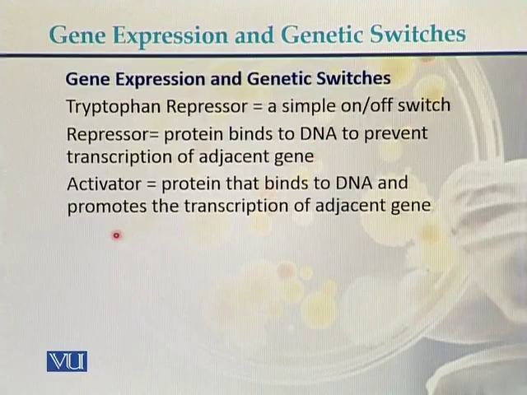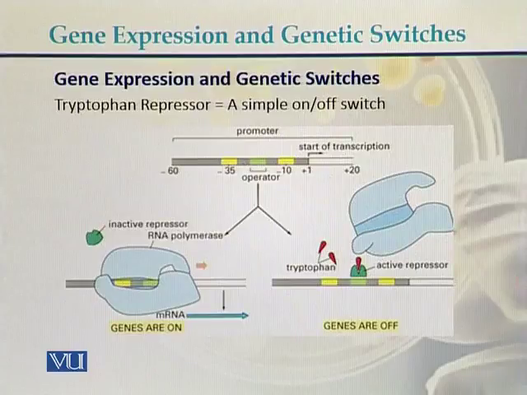On the other hand, what is an activator? That is also a protein that binds to DNA and promotes the transcription of the adjacent gene. So in the case of genetic switches, there can be repressor proteins and there can be activator proteins. Repressor proteins, when attached to DNA, prevent the transcription of genes, and activators are those proteins that, when they bind to DNA, promote the transcription of the adjacent genes.